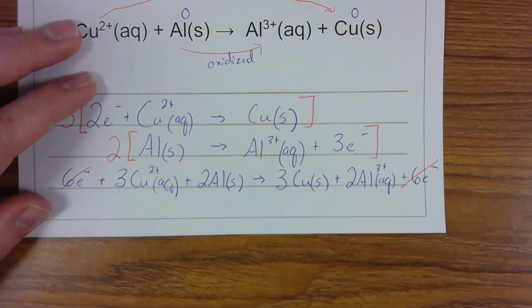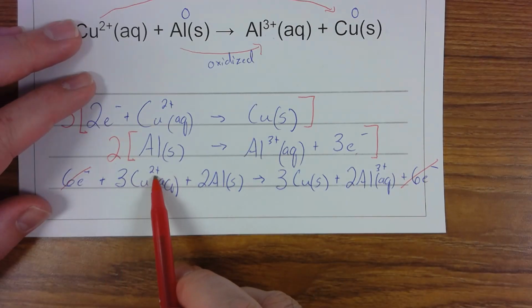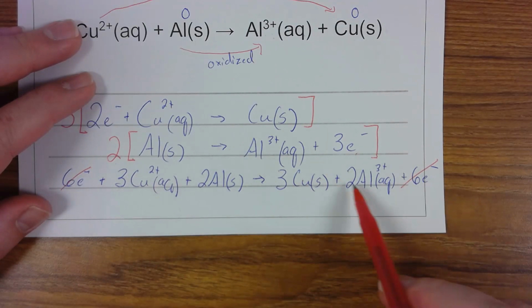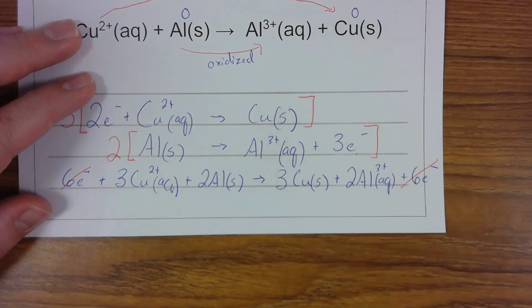If you've done this right, the charges should still balance. So you notice how I've got 3 2 pluses? Well, that's 6 plus. Go over here, 2 times 3, 6 plus, 3 coppers, 2 aluminums, 2 aluminums. Just a quick, easy way to check your work.